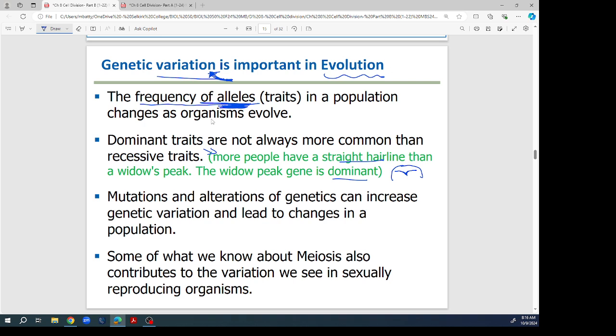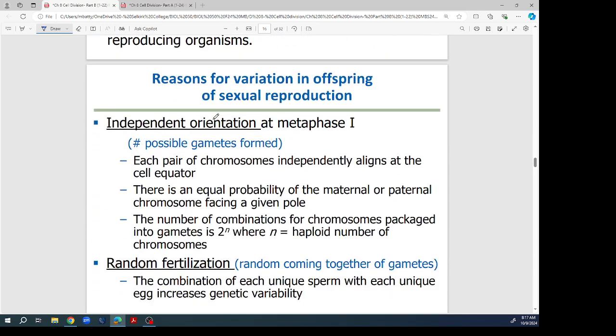The other thing is mutations and alteration of genetics can increase genetic variation and lead to changes in a population. So this is the raw material for evolution. And some of what we know about meiosis can also contribute to that variation. So we're going to talk more about meiosis and the inherent things that happen in meiosis that really contribute to all that variation that we see in sexually reproducing organisms, so plants or animals.